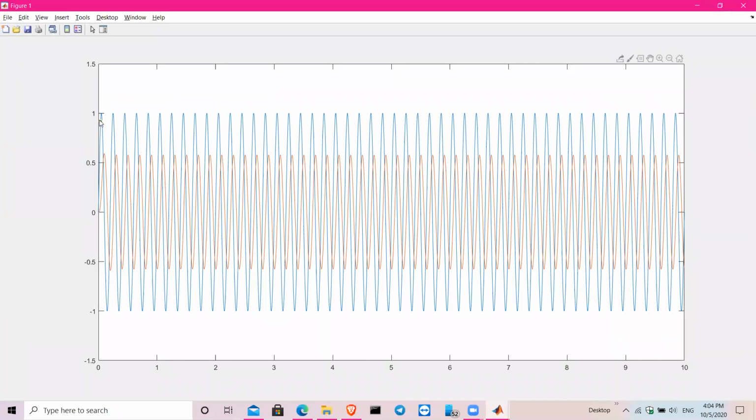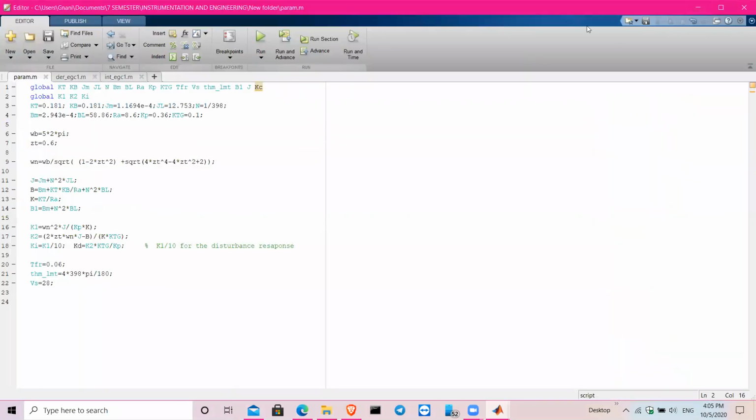Why? Because this is the input. If I give the sine, I may get the cos wave, I think, like after integration it will be changing, right? No, this much error won't be there between the input and output. Yeah, I will show you one graph. Yes, sir.